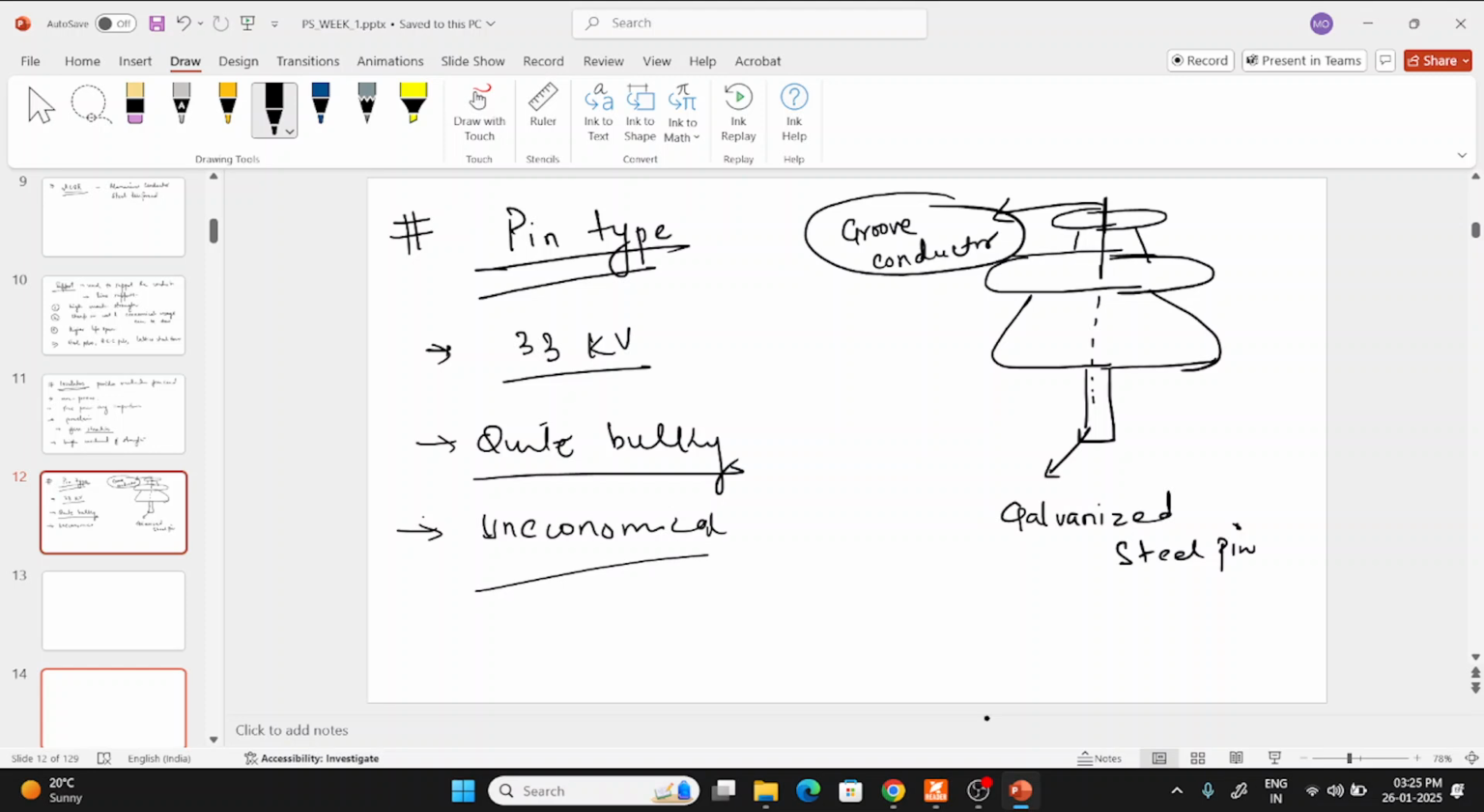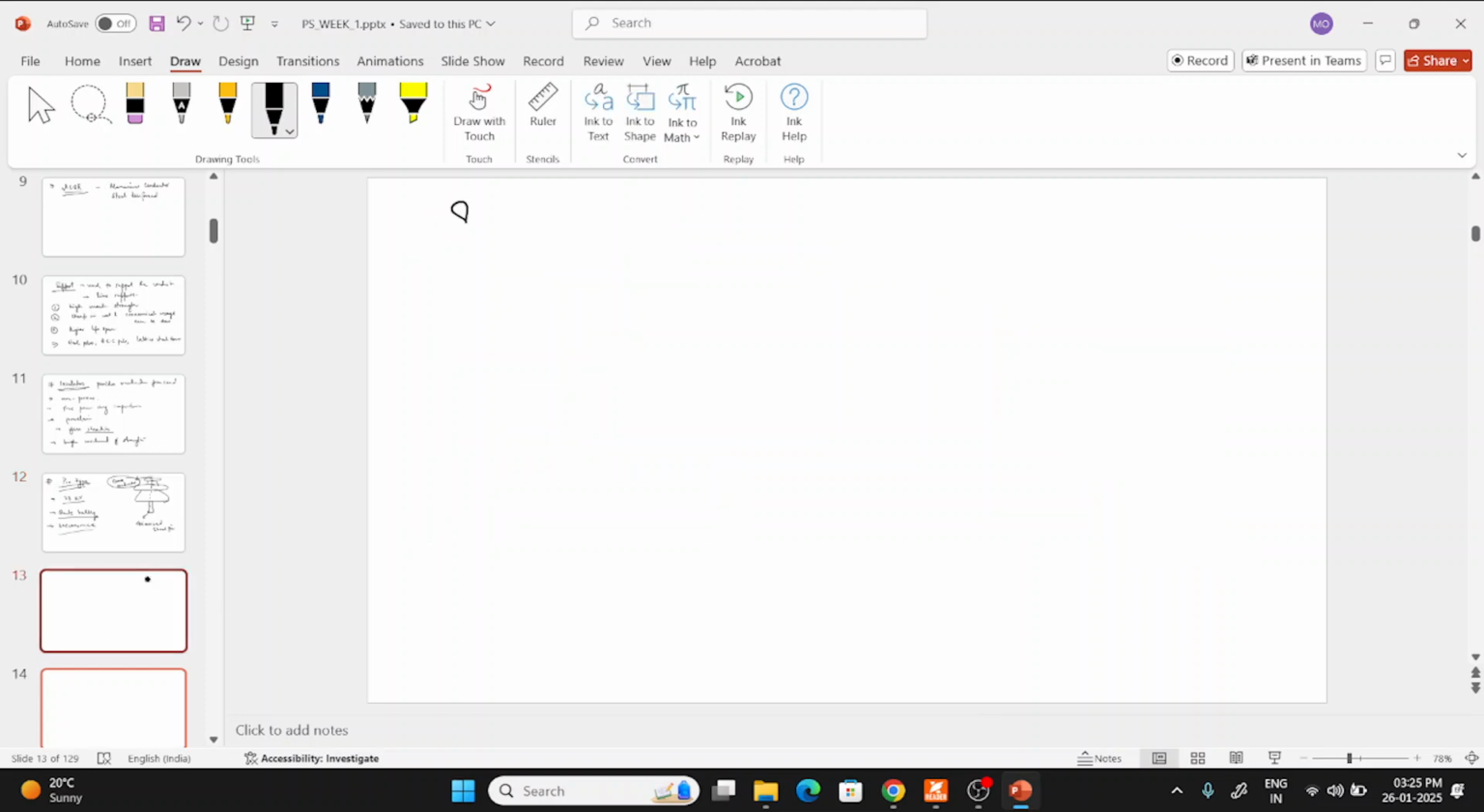So it becomes quite uneconomical. That's why suspension type insulators are used beyond 33 kV. Therefore, for a higher voltage greater than 33 kV, the suspension type of insulators is used.